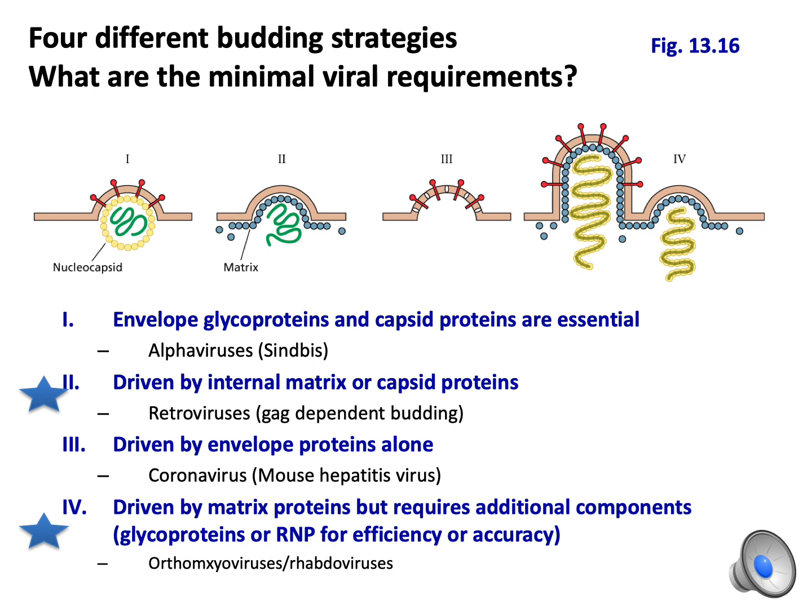For a virus that we haven't talked about, an RNA virus, positive sense, called coronavirus, just the glycoproteins are enough. So you don't need any of the other proteins. And then in case number 4 here in this image from your textbook, matrix proteins are important, but other proteins are important for efficiency or accuracy, and that's true for rhabdoviruses like VSV or rabies, or for orthomyxoviruses like flu.